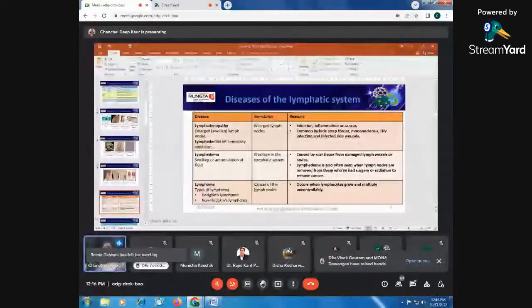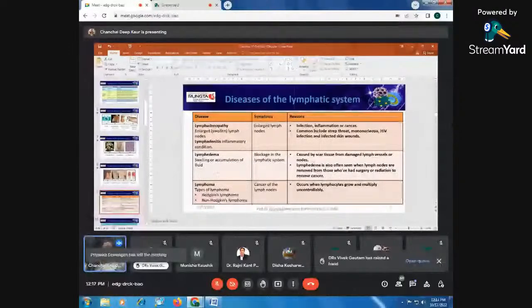Then what is lymphedema? Edema, what do you mean by edema? Edema means swelling or accumulation of any type of fluid. So this is called edema. Now when this is in the lymphatic system, it will cause blockage in the lymphatic system. So what are the reasons for it? It is caused by scar tissue from damaged lymph vessels or nodes. It is also seen when lymph nodes are removed, or after radiation to remove cancer. This is the reason for accumulation of fluid in the lymphatic system.